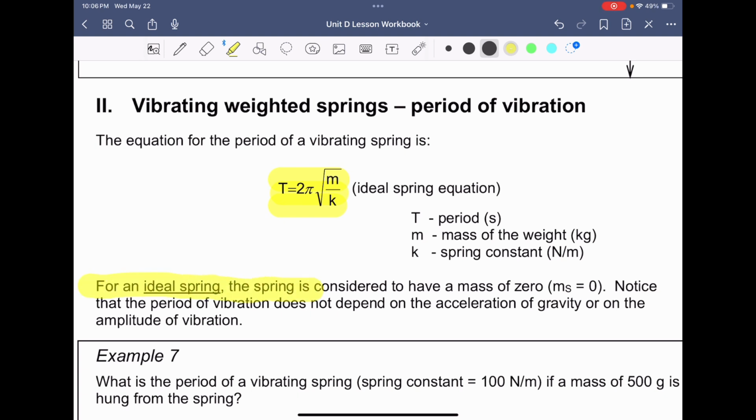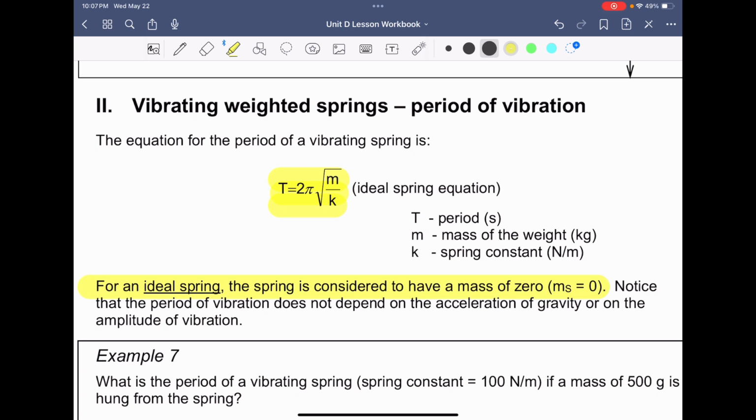For an ideal spring, there's one condition we want to note right away. The mass of the actual spring itself is going to be zero. And so we don't want to consider it as having like, oh, it's a 5 kilogram spring, or it's a 5 gram spring. What we want to do is just null that and say, in an ideal spring, the only mass we're considering is the bob, or the actual object that is attached to the spring that makes it the weighted spring.